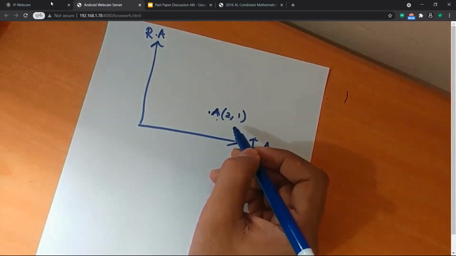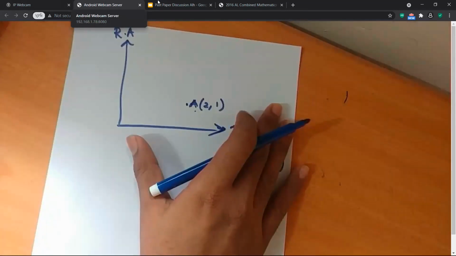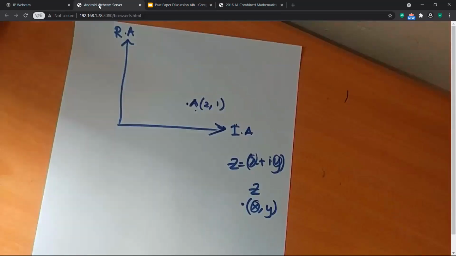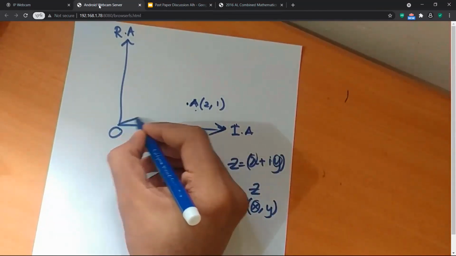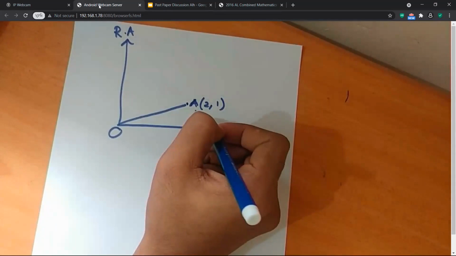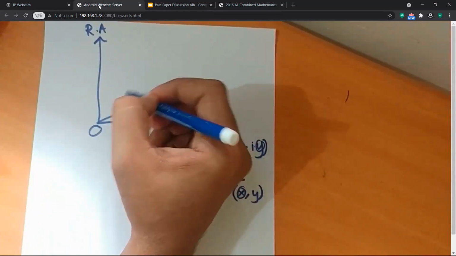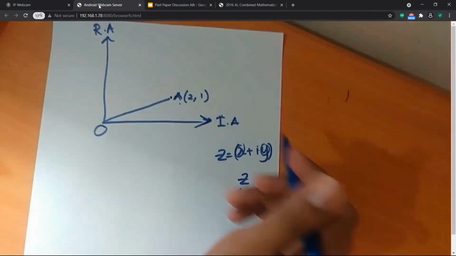Now what they are telling us is there's another complex number B such that the length of OB is twice the length of OA. What is O? O is the origin. This is O. So if this is A, there's a complex number at point B where the length of OB is twice the length of OA. That's one thing we have been given.